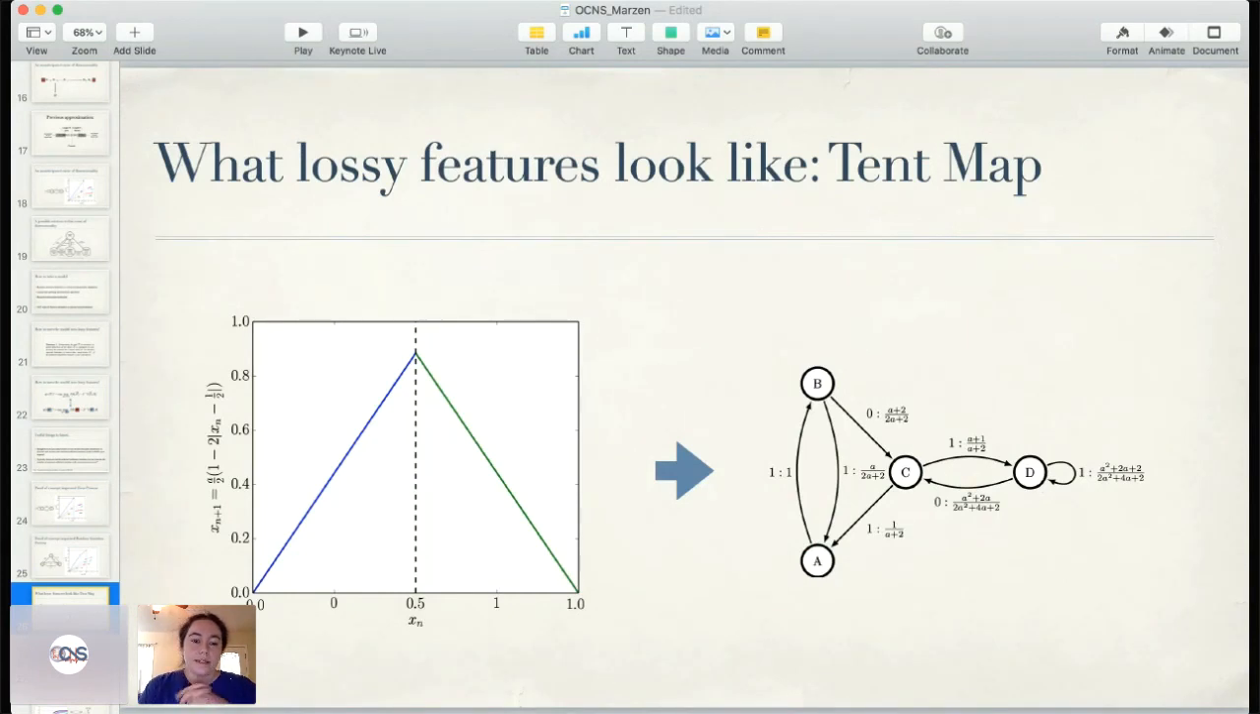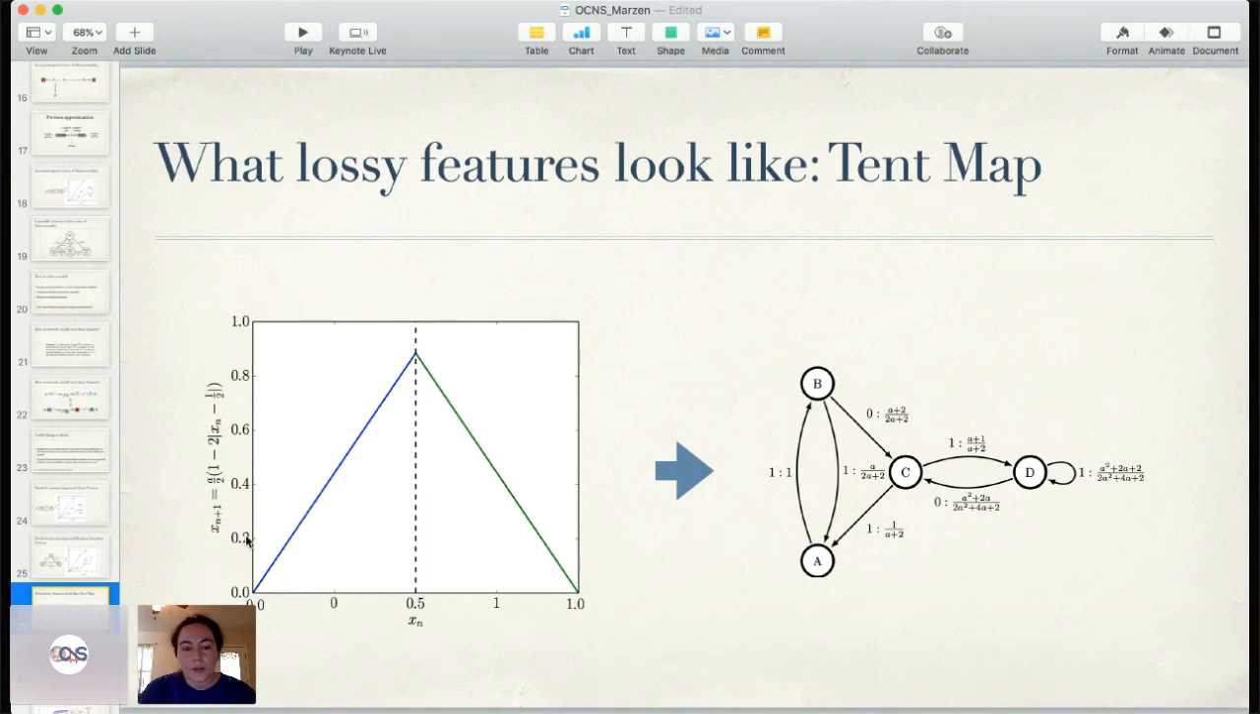And then just one last example. Some of you may have heard of the tent map, and I want to illustrate what these lossy features actually look like. If you're talking about the tent map, what's basically going on is you've got a number between 0 and 1, and then you have some relationship shown at left on the y-axis between your previous number and your next number. And if you draw out what this next number looks like in relation to the previous number, it forms the shape of a tent, hence the name tent map.